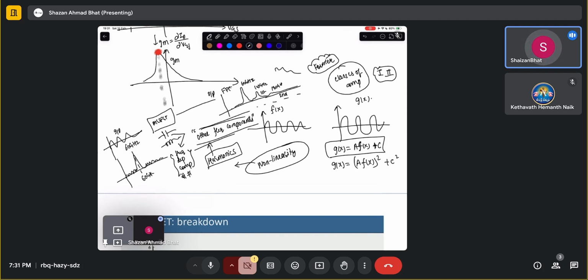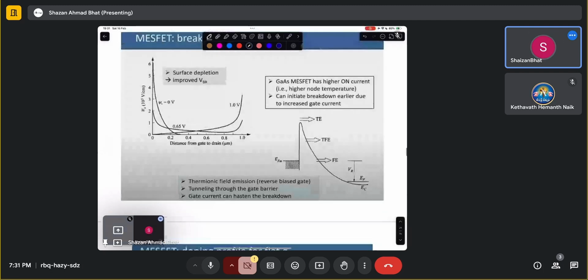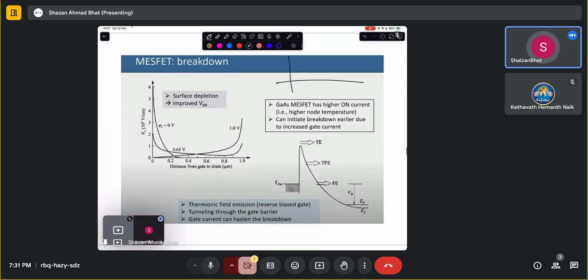So now the breakdown. What is breakdown? Breakdown is this particular region. If you have ID and VDS, it linearly increases, saturates, then it goes high. If VDS becomes greater than V breakdown, or even if VGS increases to a value called the critical voltage or critical electric field, it can cause severe breakdown.